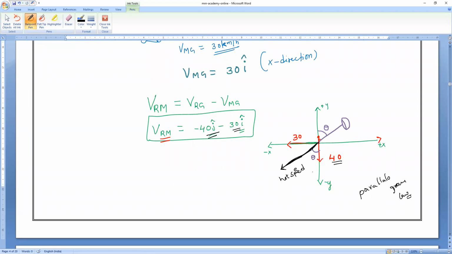I can extend this, and I can find how much it is. What is tan theta? What is the theta value? I can find it also. So we all know tan theta is equal to what? The tan theta formula: opposite by adjacent. Opposite divided by adjacent.